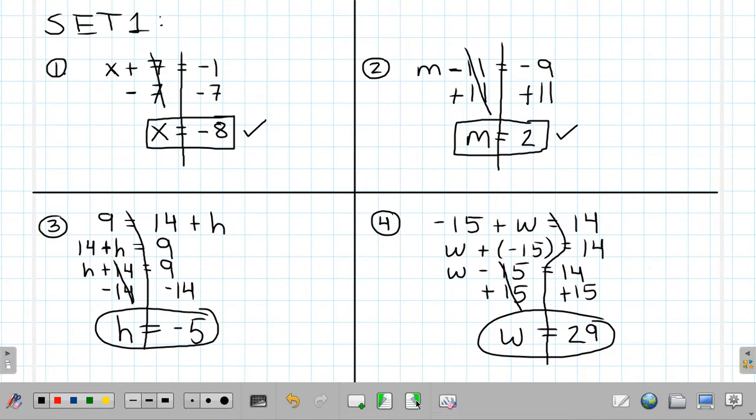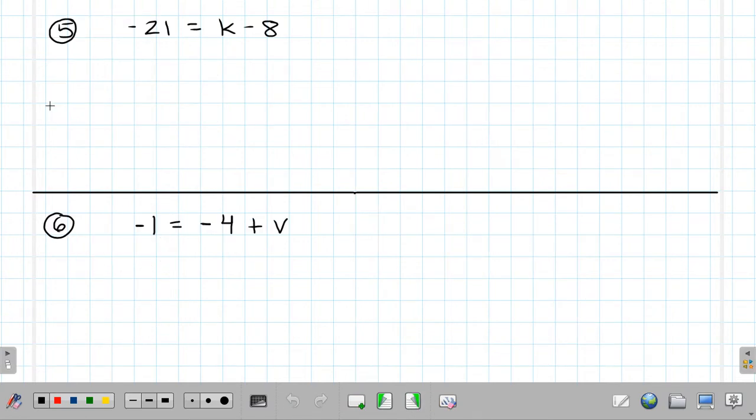Now we're going to look at a couple more examples here, but they both work very similarly to the last two that we just did. Number 5, negative 21 is equal to k minus 8. Well, once again, from here I can see the variable's k. I'm subtracting 8. I would need to add 8 to both sides. And once again, you can do that with the variable being on the right. That's no problem. I just like having my variable on the left. It's just a preference thing here.